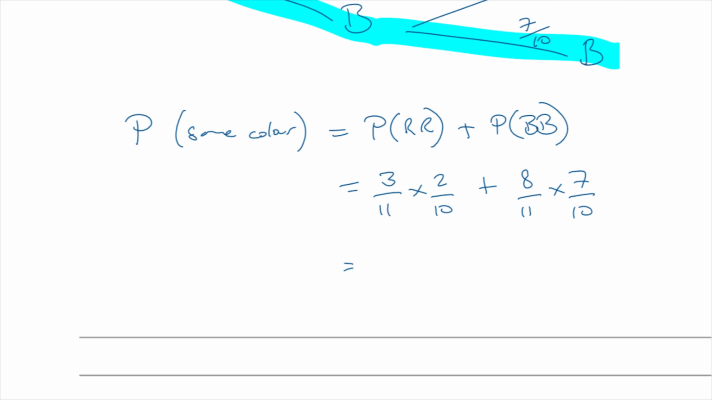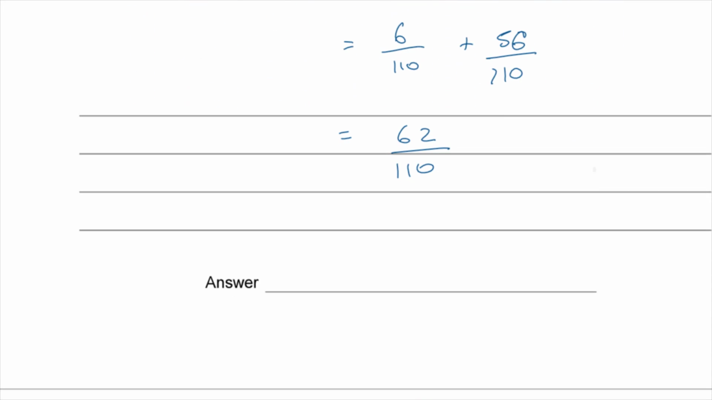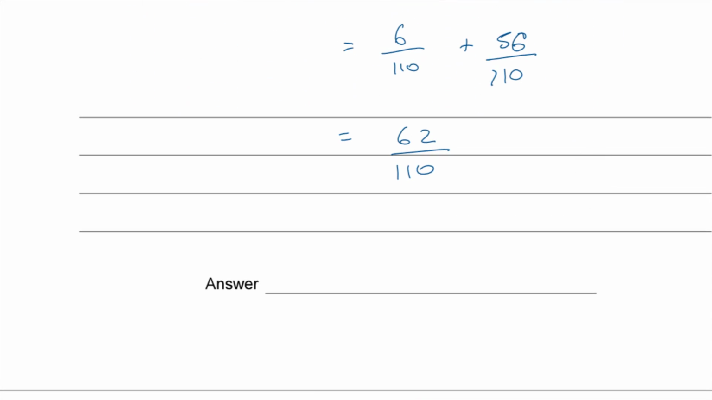So 3 times 2 is 6, 11 times 10 is 110, 8 7s are 56 over 110, and 6 plus 56 is 62 over 110. Now I could cancel that down further, but I can't be bothered, and you don't get any extra marks for it, so I'm just going to write that down as my solution, 62 over 110.